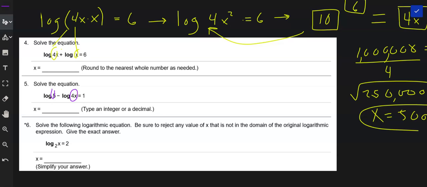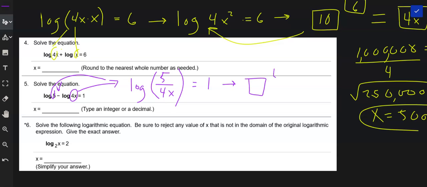Now, because this is subtraction, we're going to be pushing these things into a single logarithm of division. 5 over 4x equals 1. Now that it's a single logarithm, boom, time to change to exponential form. So the base is 10. You can see that because there's nothing written there. The exponent is 1, because logarithm means exponent.